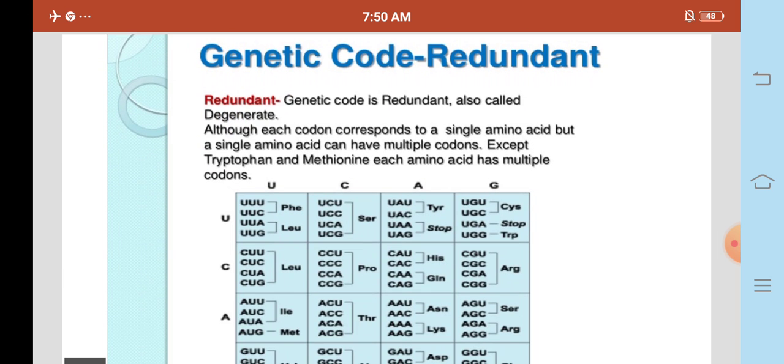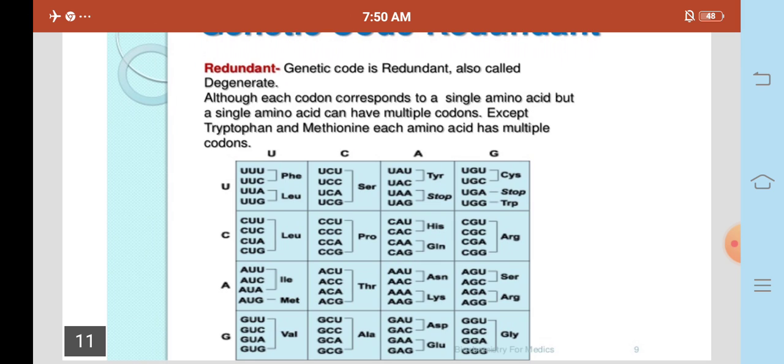Genetic code is redundant, also called degenerate. Although each codon corresponds to a single amino acid, a single amino acid can have multiple codons. Except tryptophan and methionine, each amino acid has multiple codons.